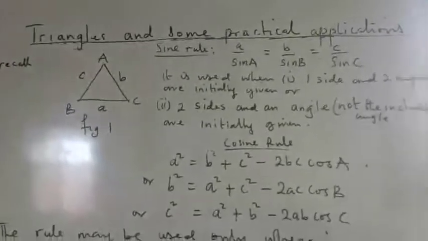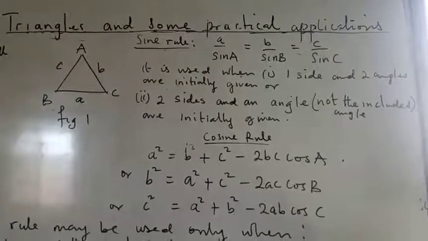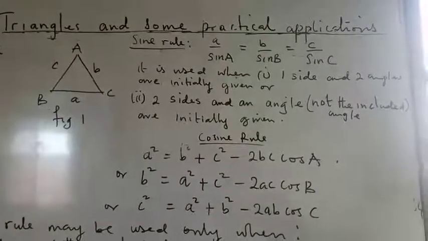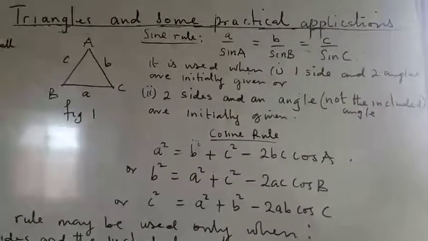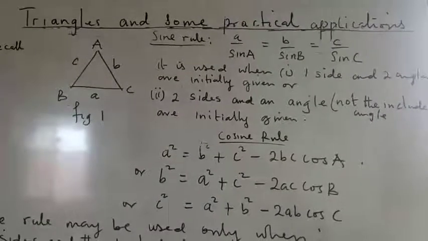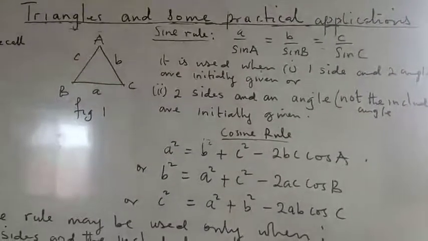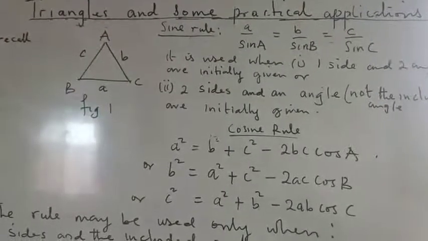Triangles and some practical applications. Recall the sine rule: a over sine A equals b over sine B equals c over sine C. In figure 1, triangle ABC, capital A stands for the angle, small letter a stands for the side. The same thing for B: capital B is the angle, the small b is the side.